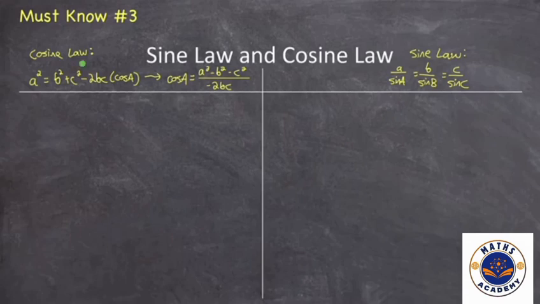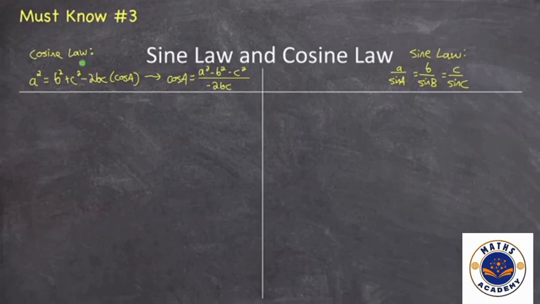Cosine law has two versions. One version if we're solving for a missing side, and one version that is just a rearranged version of it where we're solving for a missing angle. And then there's sine law, which just tells you the ratio of any side divided by sine of its opposite angle is equal. Cosine law has two scenarios where it's used, and sine law has two scenarios where it's used. So I'll show you each scenario of both of these.